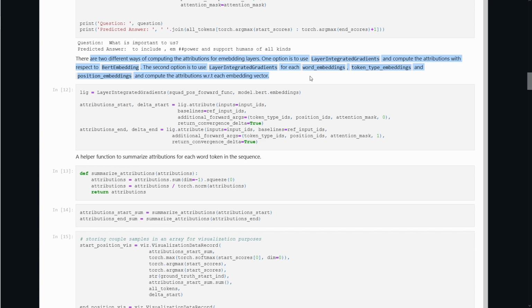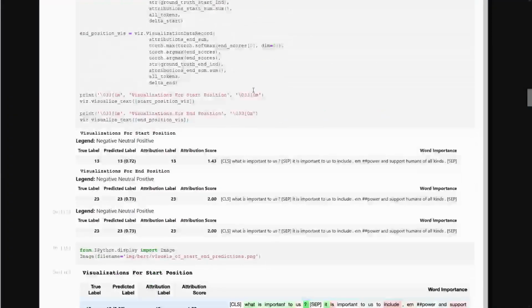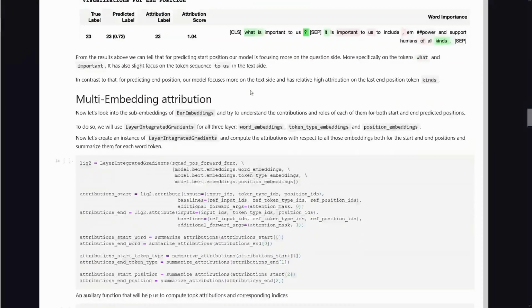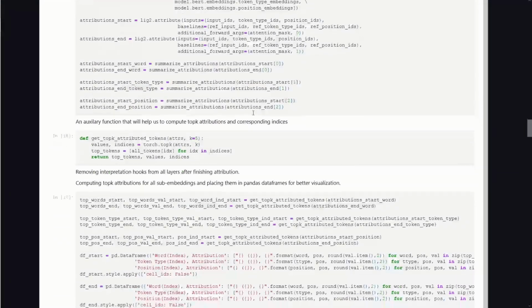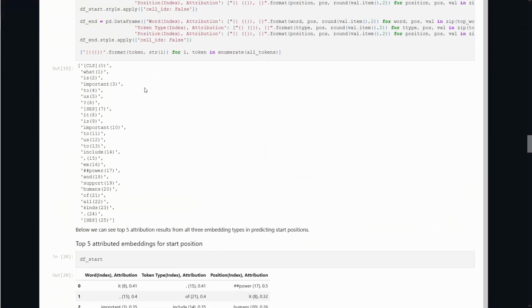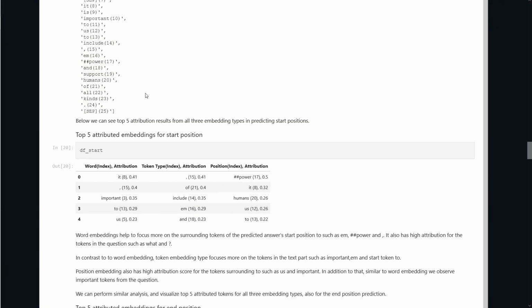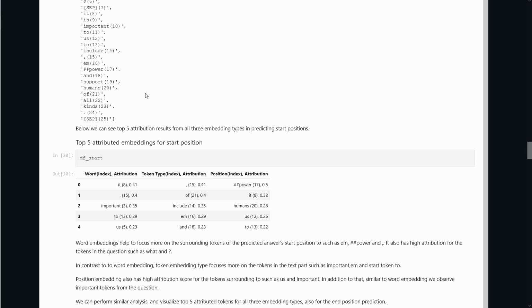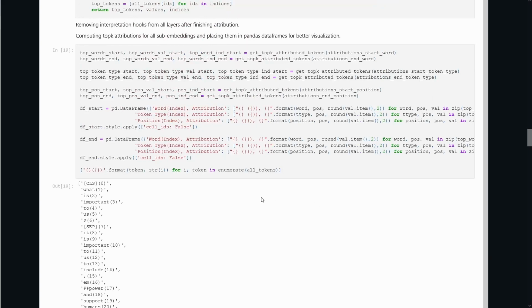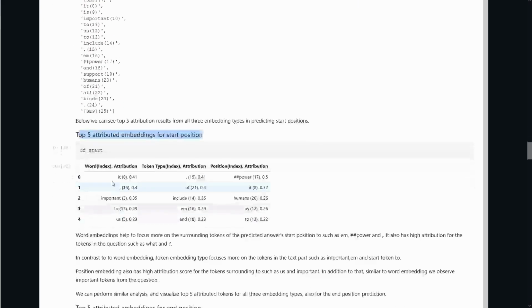And I said, okay, I have a look. I try to follow the code of the second one. And if you look at this, the multi-embedding attribution code, I run into some problems that I would like to show you. So here we have it, the top 5 attributed embeddings for the start position. So this is now, if you apply this code, what the system comes up with.